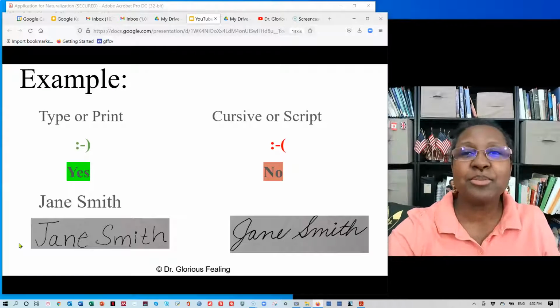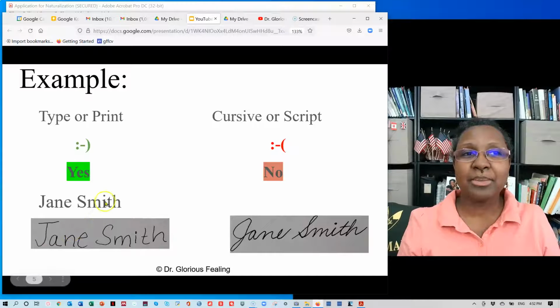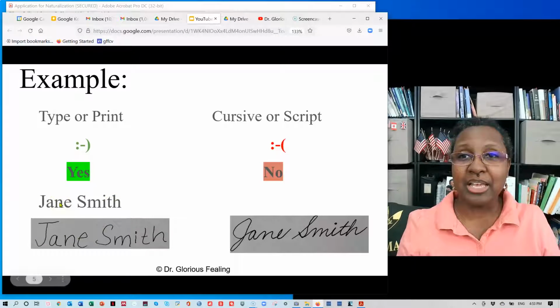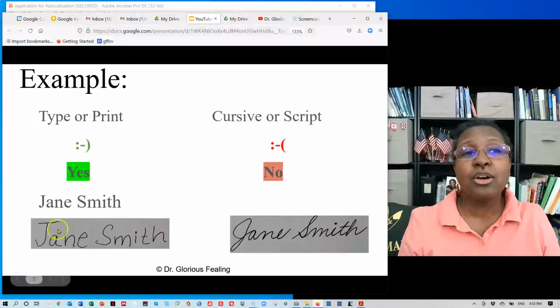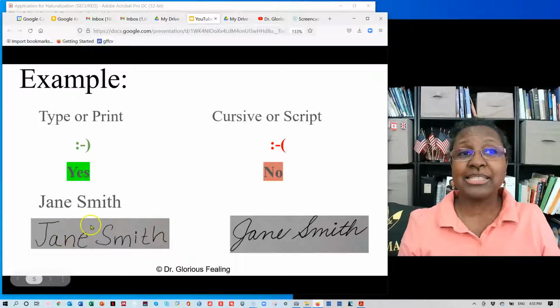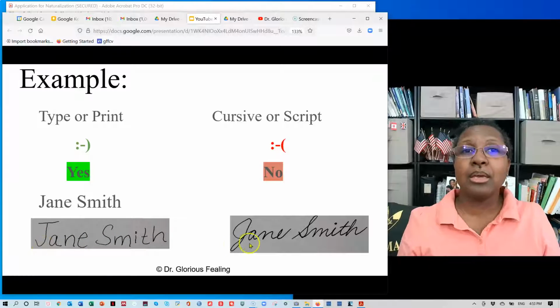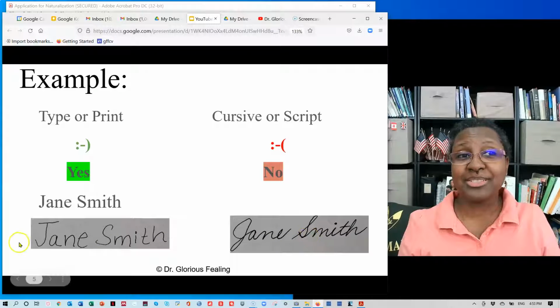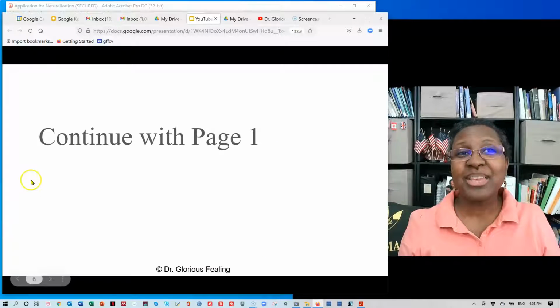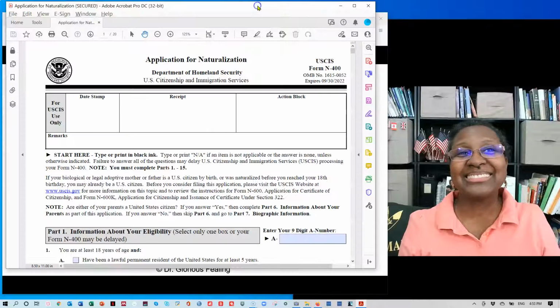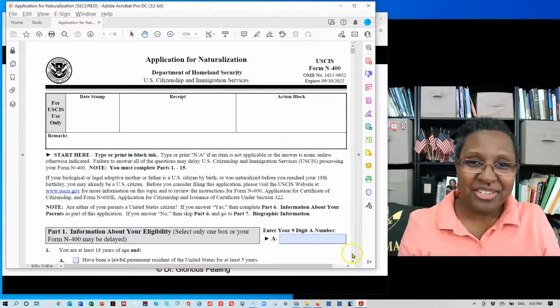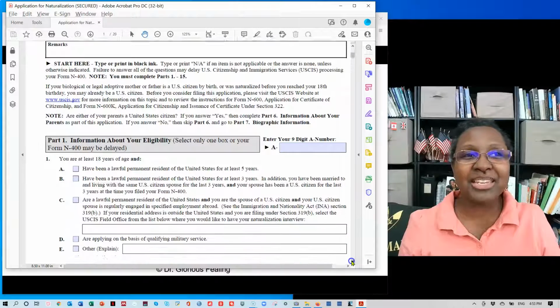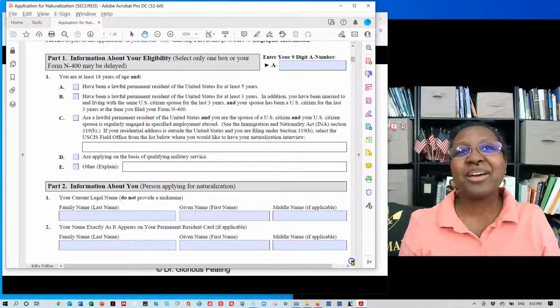When I say type or print the form, I'm talking about using your computer to fill out the form or a typewriter. Or if you're going to use a pen and paper, make sure that it is in print format, as I've indicated with the mouse. If you use cursive or script, you will not have followed the instructions. So now let's continue with page 1. I left off having finished the instructions and I just had made it to part 1, information about eligibility.